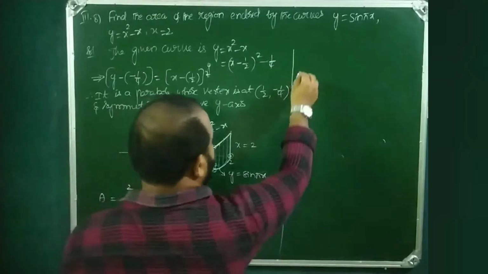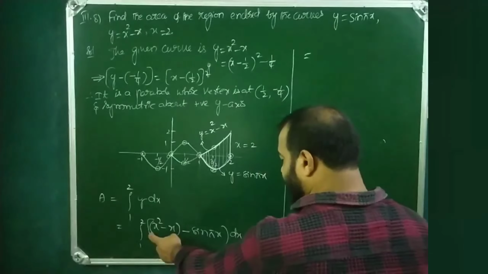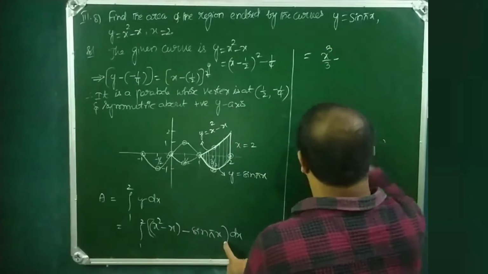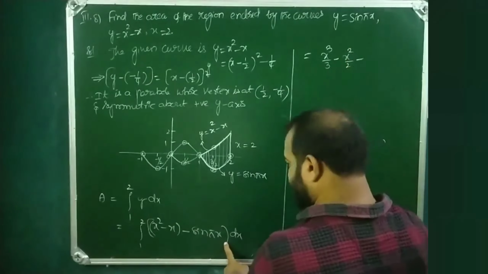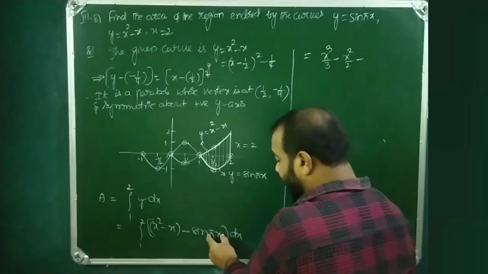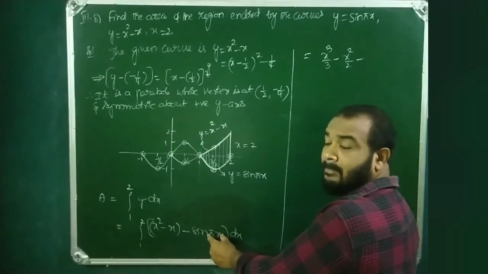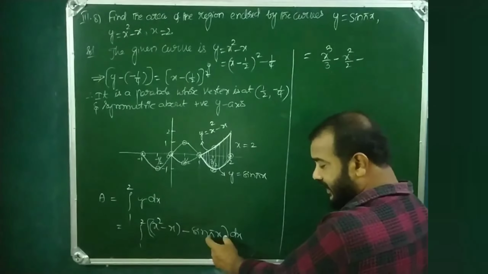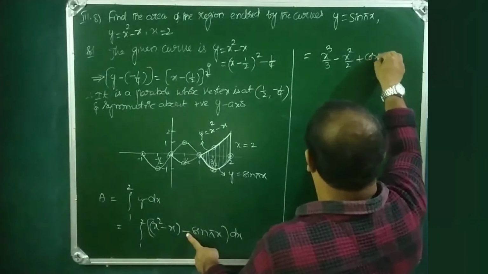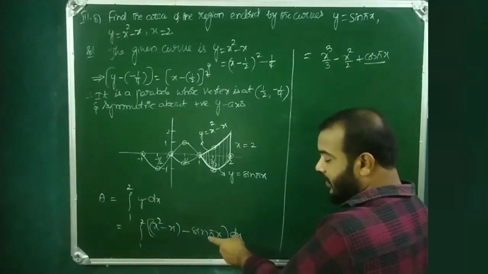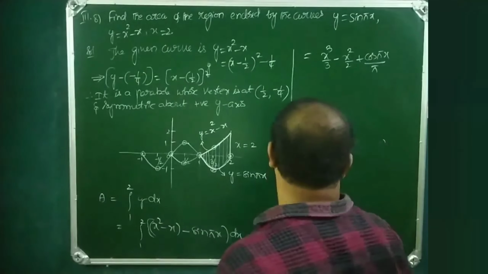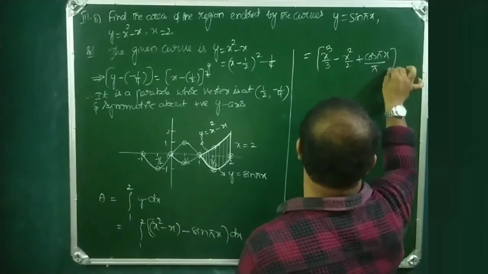Now this is equals to integral x square dx is x cube by 3, integral x dx is x square by 2, minus integral sine pi x. Let us suppose this pi x to be x. Sine x integration is minus cos. Minus of minus is plus. So cos pi x, and we should divide it by the coefficient of x, pi. So therefore, integration process is over. Now 1 to 2 limits.